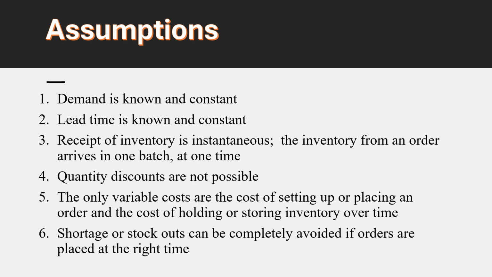Third one is receipt of inventory is instantaneous. At a time you can get the inventory. It doesn't mean that inventory is coming in an uninterrupted manner. If you give the call to the supplier, the supplier will give the raw materials to you all at once. That is the third assumption you have to take into consideration. Fourth assumption is that quantity discounts are not possible. At no point in time is there a provision of discounts. If there is a discount, there may be chances that the lead time, demand, everything will change according to the circumstances. But here, quantity discounts are not possible.